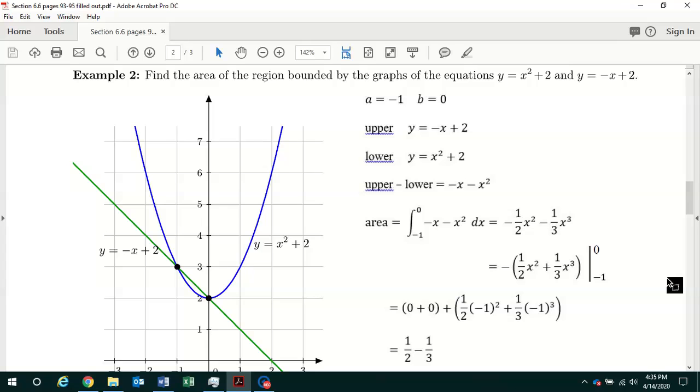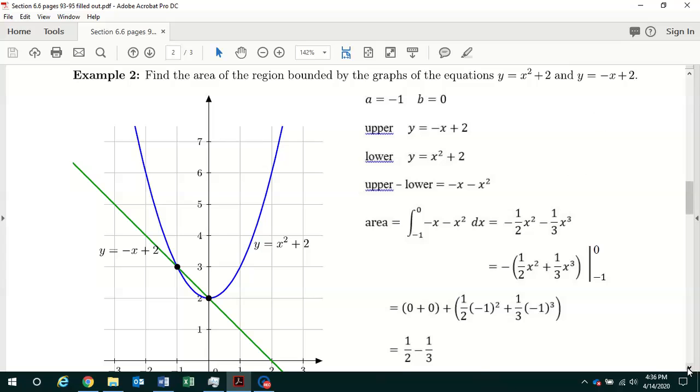Class, in this video we continue our discussion in section 6.6 in your note packet on the area between two curves, and we are going to pick up the discussion on page 94 of your note packet with example 2. In this example you're instructed to find the area of the region bounded by the graphs of the equations y equals x squared plus 2 and y equals minus x plus 2.